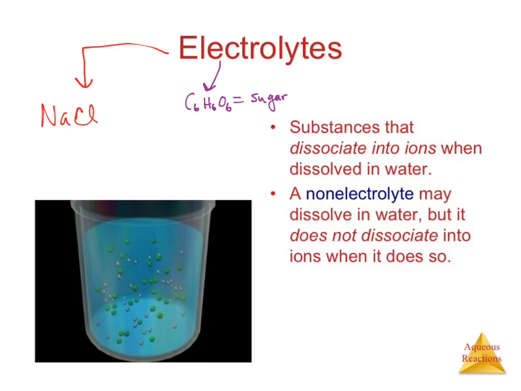How do we get ions? We need to be adding in a salt. And when we use the term salt, we're not saying just sodium chloride. We're saying any compound with an ionic bond, a metal and a nonmetal.